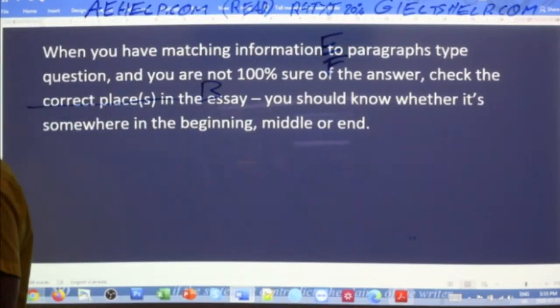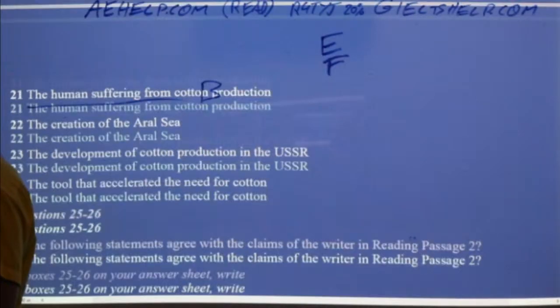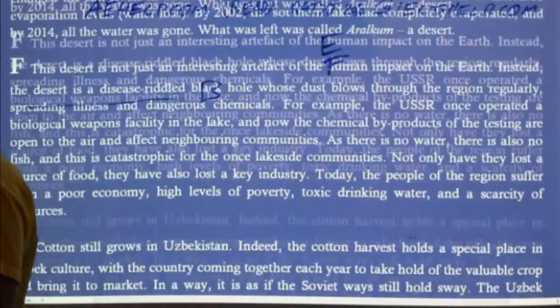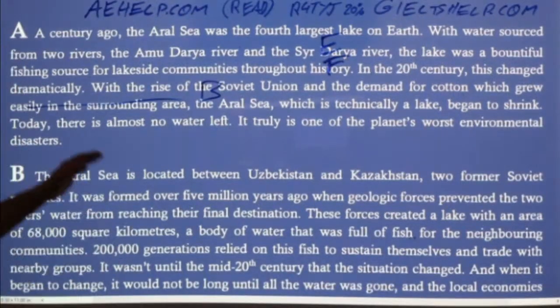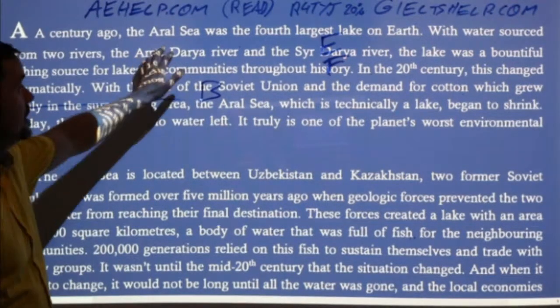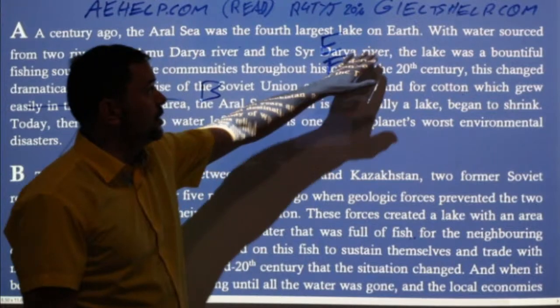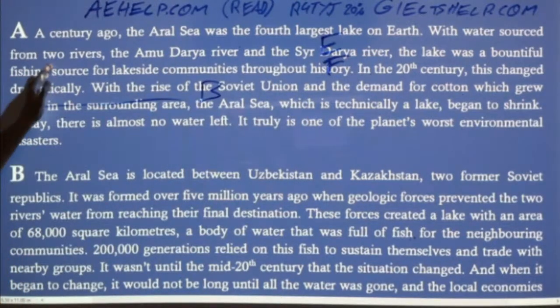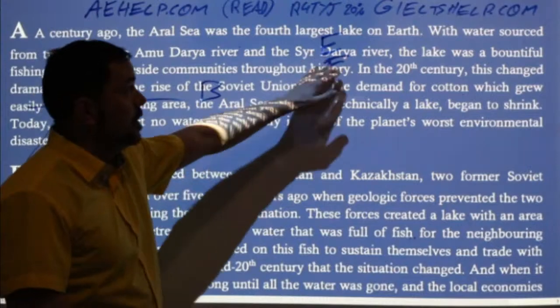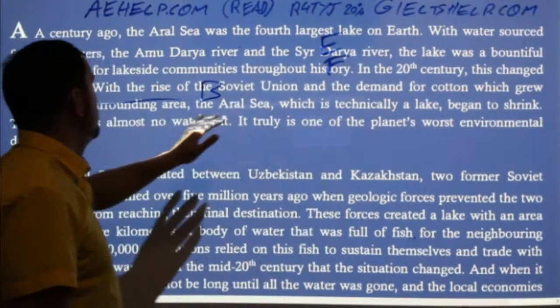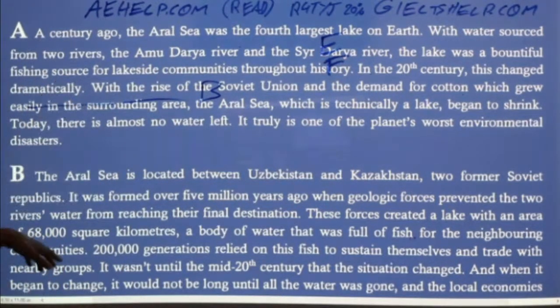So in this case, you can go back to A and B and check it out. You can see a century ago, the Aral Sea was the 4th largest lake on Earth, with water sourced from 2 rivers, the Amu Darya River and the Syr Darya River. Oh, that looks great. The lake was a bountiful fishing resource. Okay, and then let's look at B, because I know that this was the history.